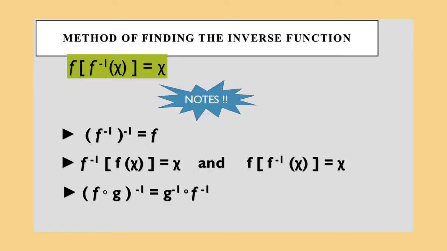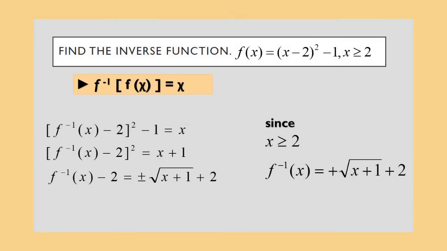Inverse function by using the formula. The formula is f of f inverse x equals x, so we need to remember this. Here we have three notes. Firstly, f inverse inverse equals f. Next, f inverse composite f of x equals positive x. And for this, we can change the places, like f composite f inverse x, but make sure this must equal positive x. The last note is (f∘g) inverse equals g inverse of f inverse.